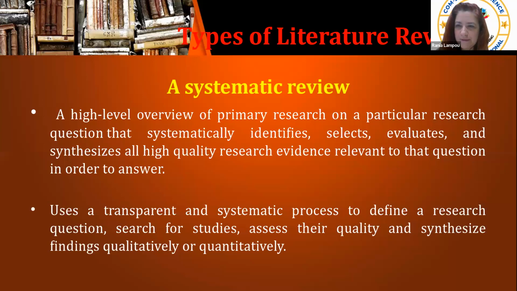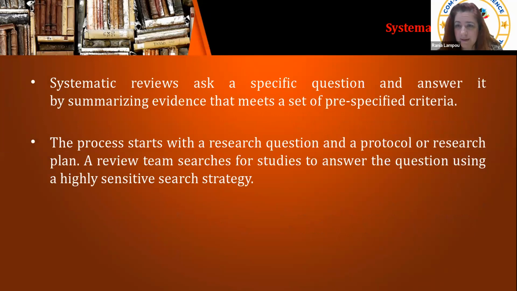The types of literature review could be, first of all, a systematic review, which asks a specific question and answers it by summarizing evidence that meets a set of pre-specified criteria. Systematic review has its roots in evidence-based medicine, but then came to extend into other areas of study.